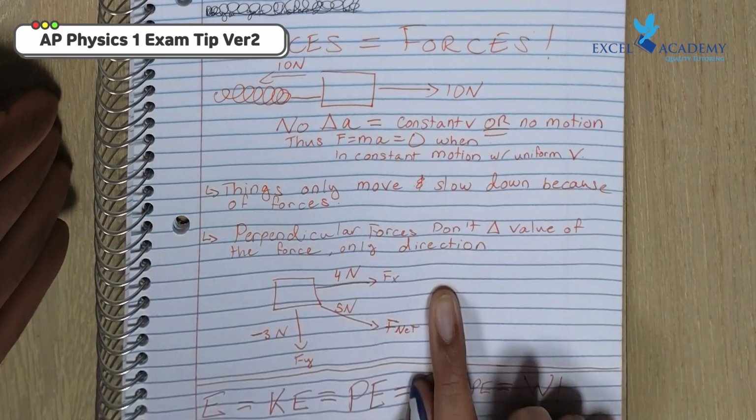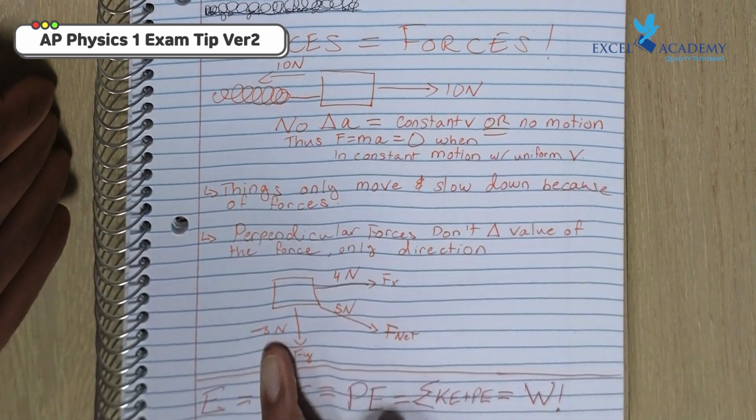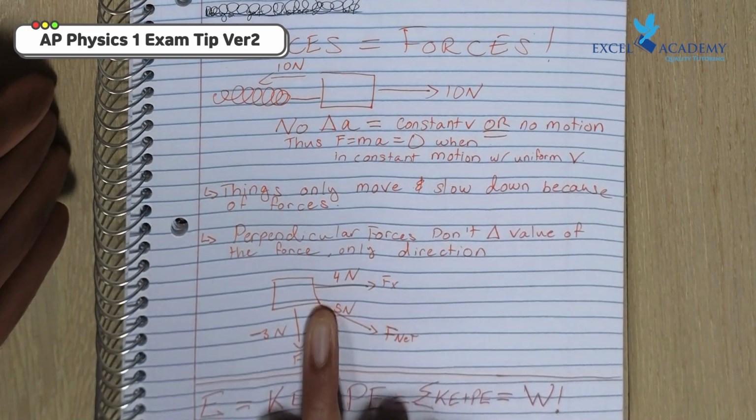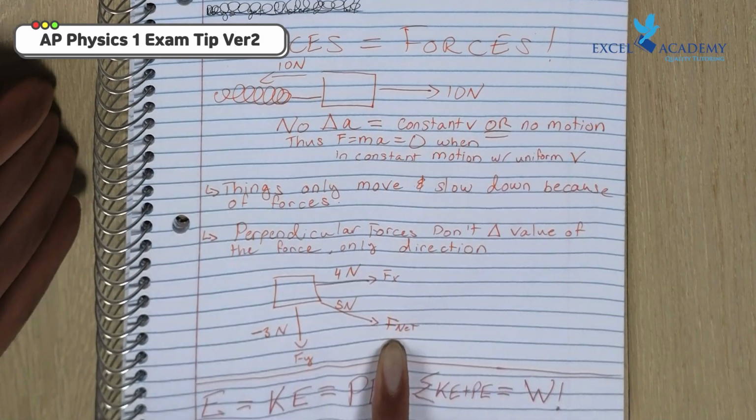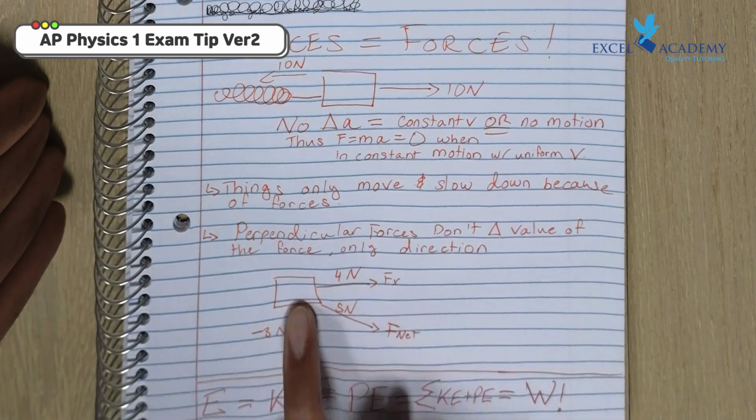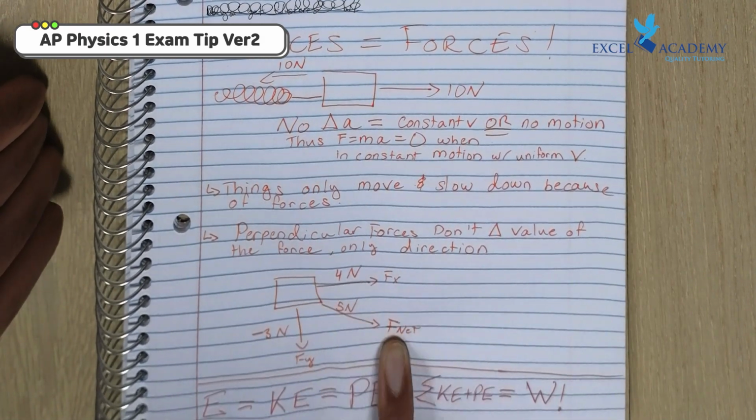So if I have 4 newtons going to the right and negative 3 newtons applied downward, my net force is going to be negative 5 going to the bottom right? It is not going to be changed. It's not changing the magnitude of any of these. It is merely changing the direction.